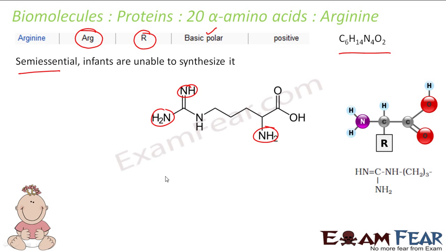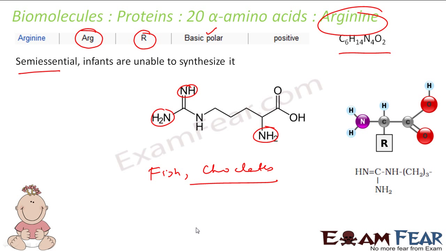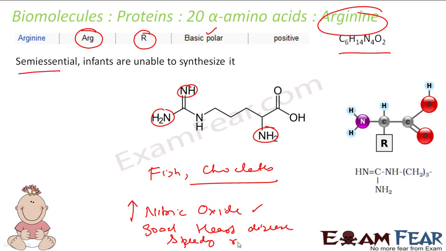So it is required for them, and it is found in fish and chocolates. Chocolate is anyway a little bit good for kids because it has arginine, which they require. It was first discovered by the Swiss chemist Ernst, and it has the ability to increase the production of nitric oxide. It is also good for heart disease and good for speedy recovery of wounds. So if you are hurt, you can use this for speedy recovery. If you compare this with the general structure of an amino acid, you will see this R is nothing but this big compound.